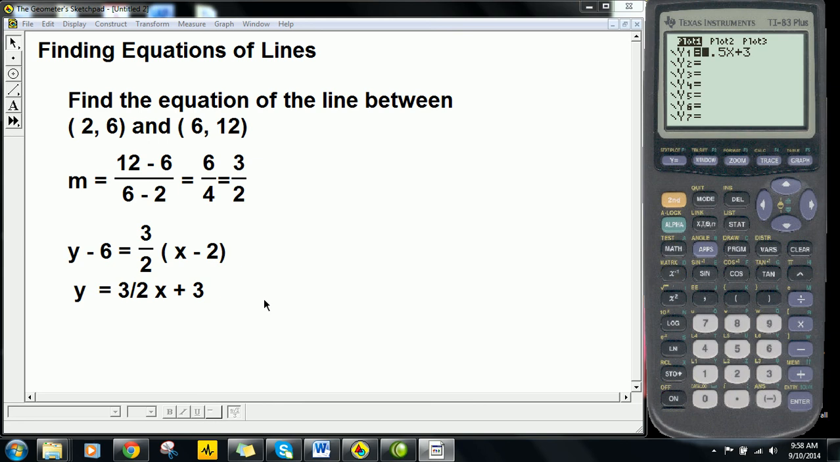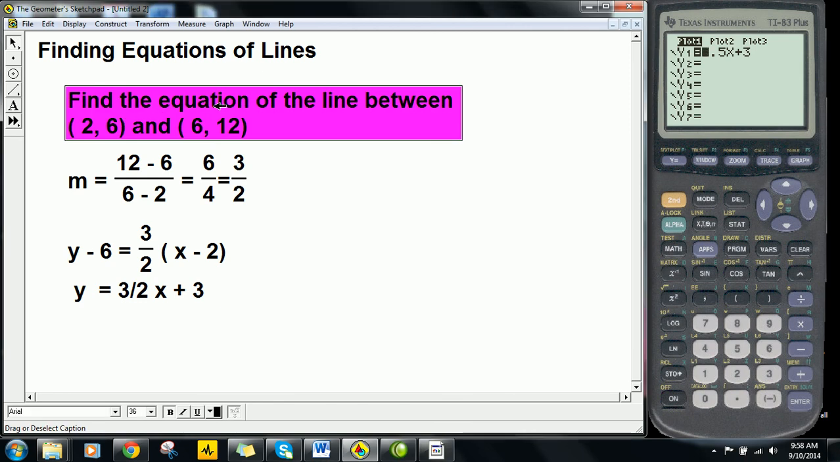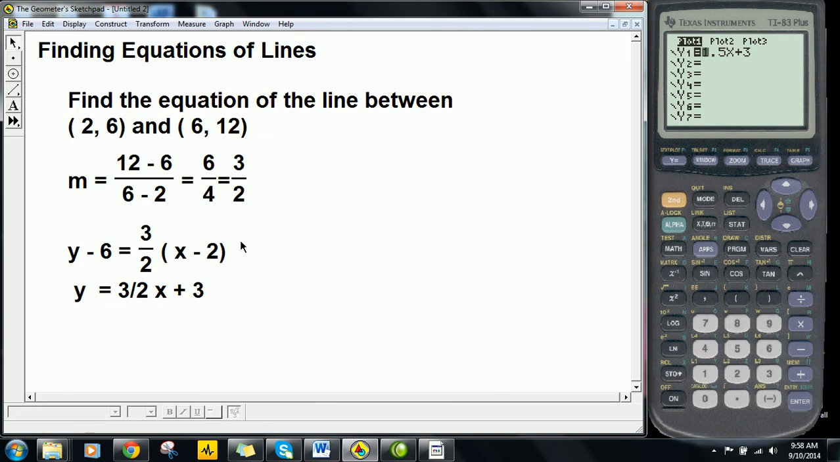Thanks for listening. I hope you have some good notes. We're going to use this tomorrow in class. So what we did, to reiterate: from two points, we first found a slope, which we know how to do, and then we used the slope, and in this case point-slope form of a line, to find the equation of the line through those two points. Then we put it into slope-intercept form because it's a little bit better.